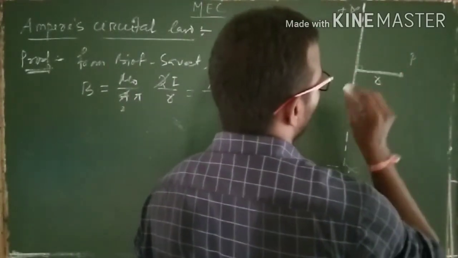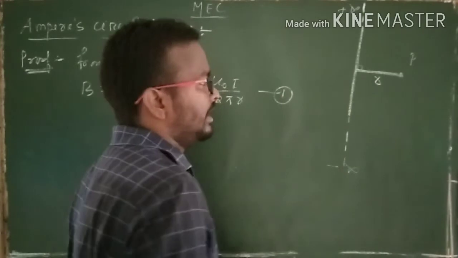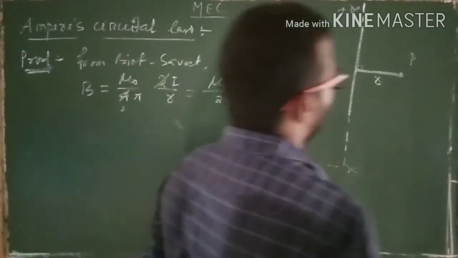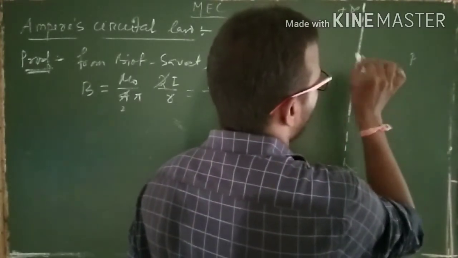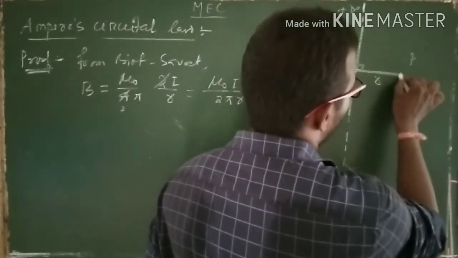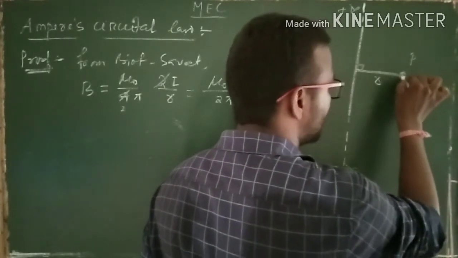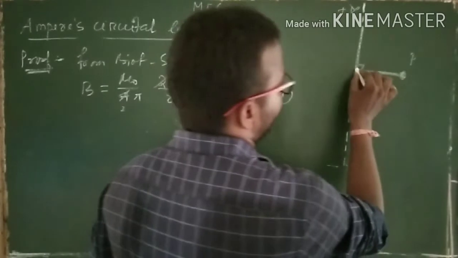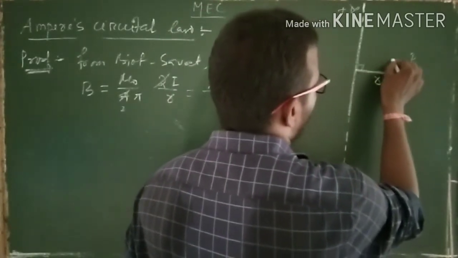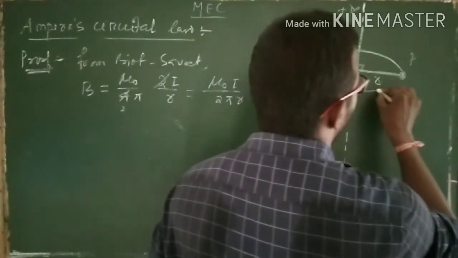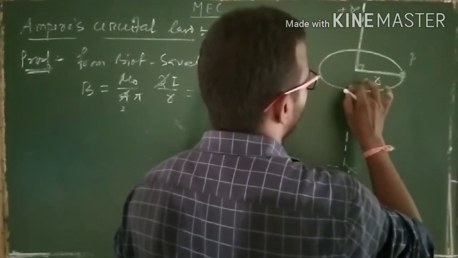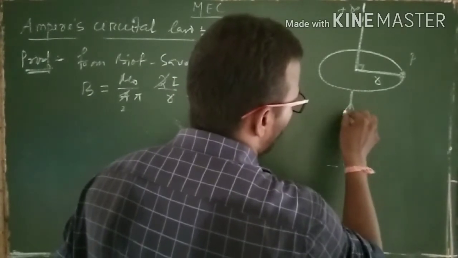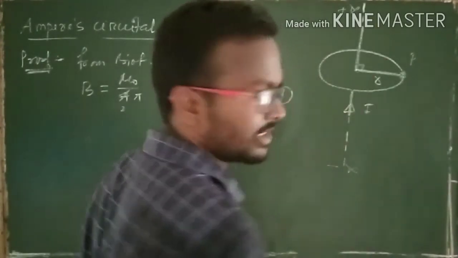Now, second thing, suppose we have to draw an Amperian loop here. What is an Amperian loop? An Amperian loop is a closed path. We have to draw a closed path which passes through point P. Clear? Okay. So this distance is r. Now draw an Amperian loop. This is the Amperian loop, or closed loop. This is the direction of flow of current, which is outward direction.